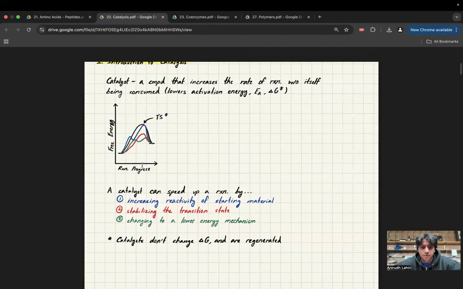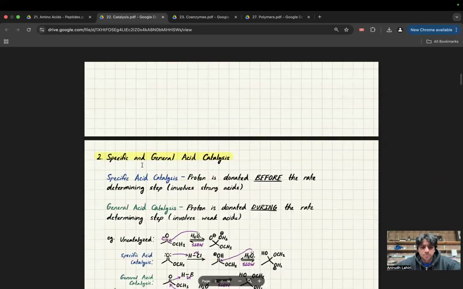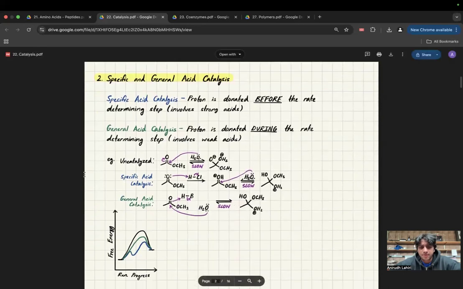Okay, cool. So specific and general acid catalysis. Specific acid catalysis is when we have the proton donated before the rate determining step. So this involves strong acids. General acid catalysis is when we donate the proton during the rate determining step, right? So the main way that we can tell the difference between these is if we increase the amount of buffer. If we're using a weak acid, we can increase the amount of buffer and the pH won't change. If it was a general acid catalysis, then we would just see an increase in the rate. But if it was specific, then we would not, right?